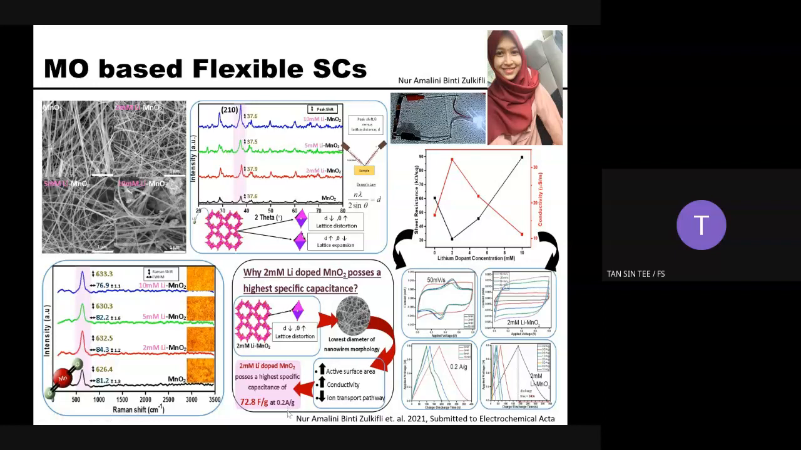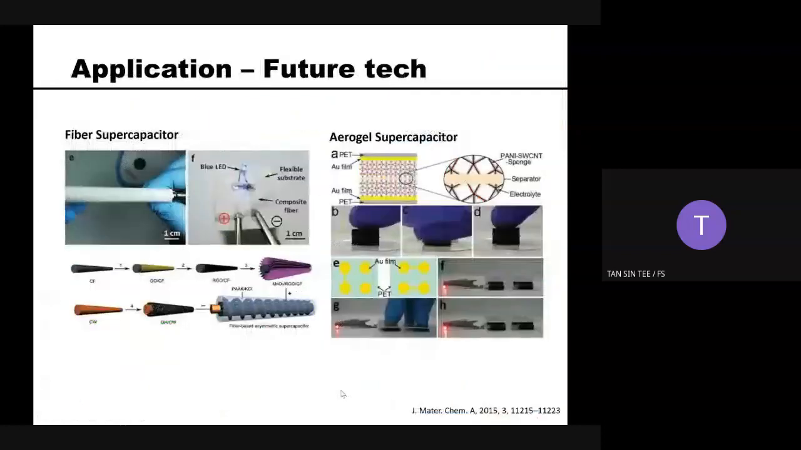So we are able to prove that by doping lithium into the MnO2 nanostructure, we can improve the active surface area and the conductivity of the system, as shown from this curve. This process increases the charge density of the system and the ionic transport pathway. Thus, we can get a better device in terms of specific capacitance.